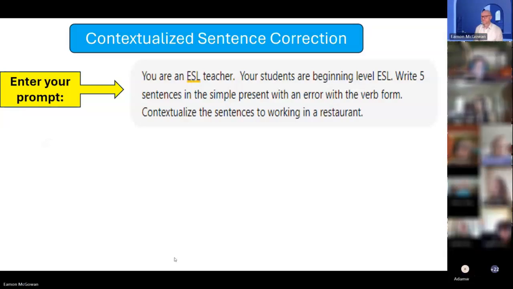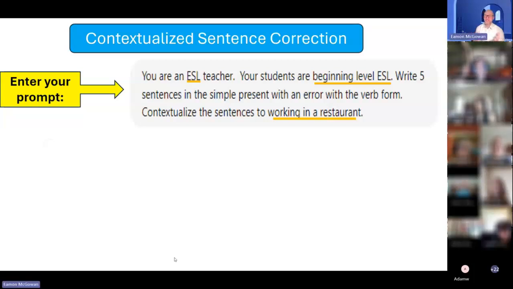You are an ESL teacher. Your students are beginning level ESL. Write 5 sentences in the simple present with an error with the verb for. Contextualize the sentences to working in a restaurant.